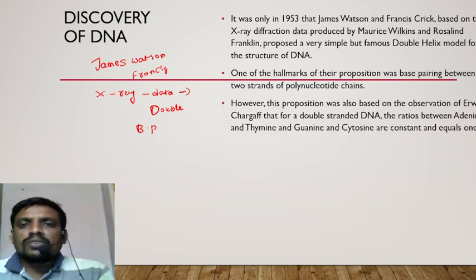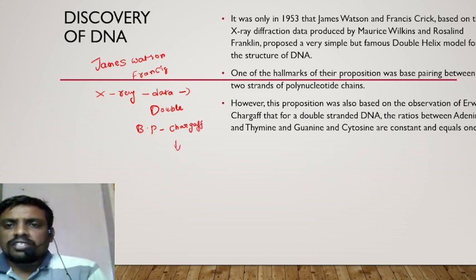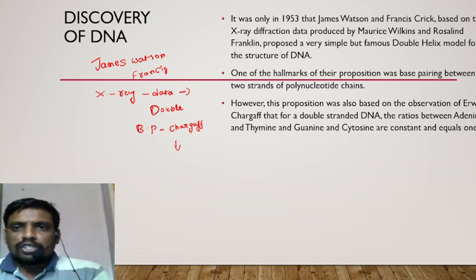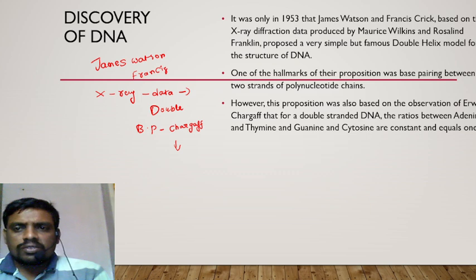However, this phenomenon was proposed based on the observations of a scientist called Erwin Chargaff, that for a double-stranded DNA, the ratio between adenine and thymine, and guanine and cytosine, are constant, are equal to one. Okay, very important point: ratios, as per the Chargaff rule, ratios between.